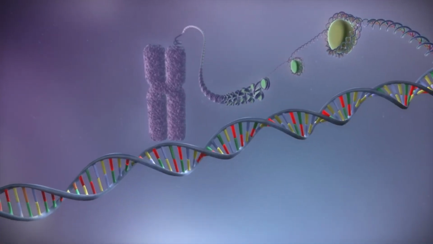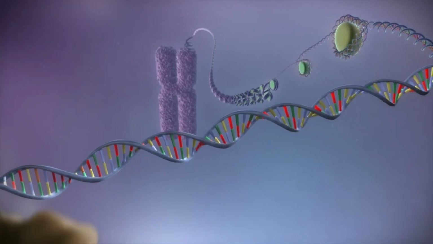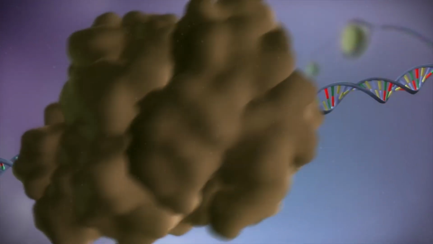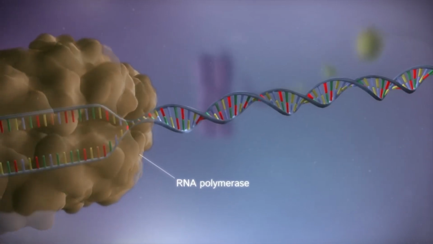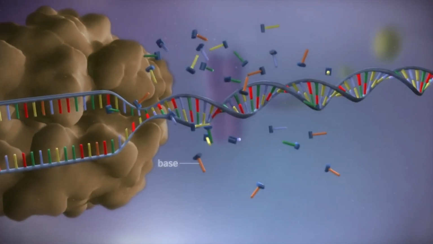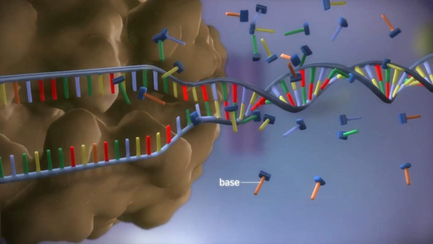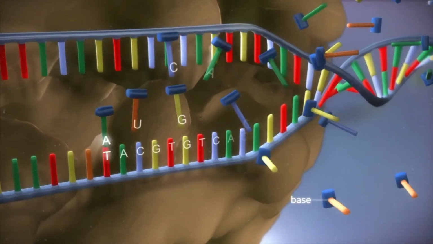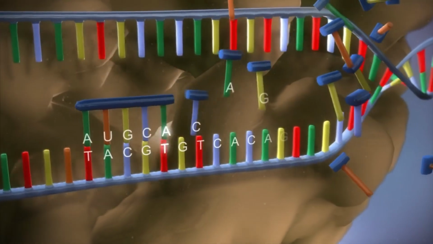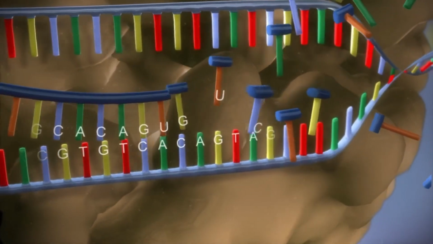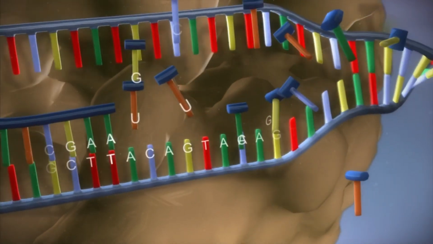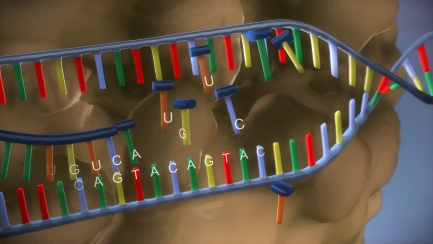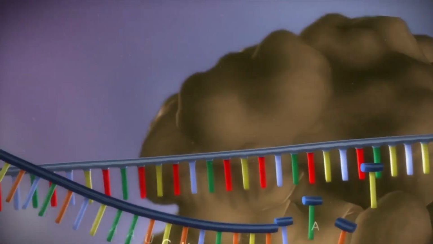The process of protein synthesis begins with RNA polymerase. The RNA polymerase binds to a specific region on the DNA, unwinding and separating the strands. As the RNA polymerase moves along the DNA, it reads the DNA nucleotides and matches each nucleotide with a free-floating RNA nucleotide. This synthesizes a new strand of nucleotides, known as messenger RNA, or mRNA for short.